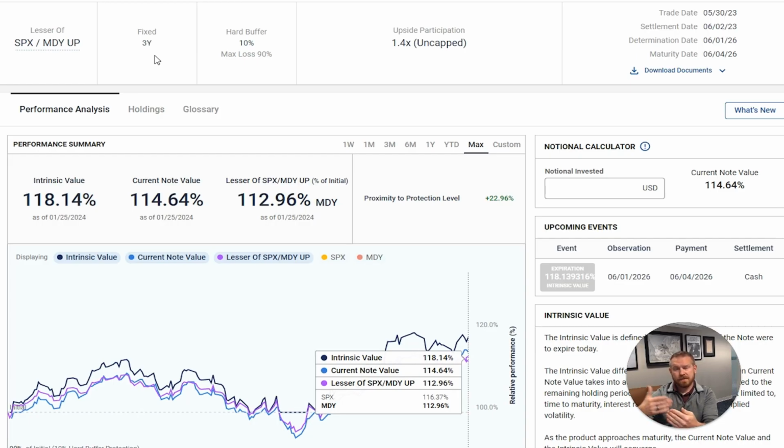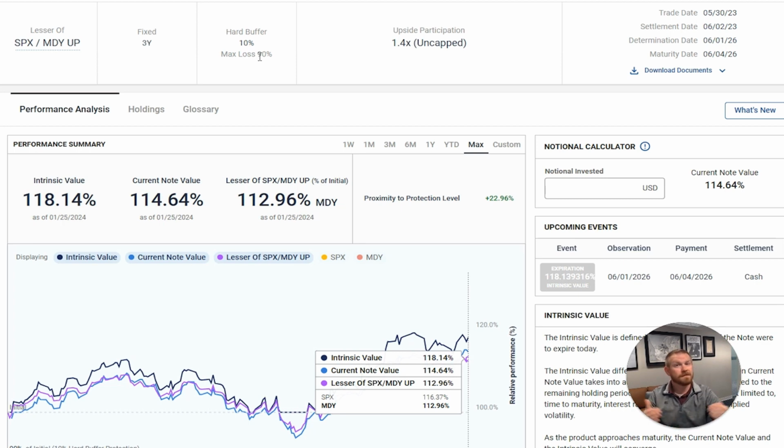It doesn't really matter what happens in between the beginning and the end, but at the end of that 3 years, whichever one did the worst, the client will get 1.4 times the upside. So, for example, over a 3-year period, let's say the S&P and mid-cap, the worst performer is up 10%. Well, the client will get a 14% return. And there's no cap on this one because the downside protection is what's called a hard buffer, or 10% hard buffer. So the client invests in this 3 years from now.